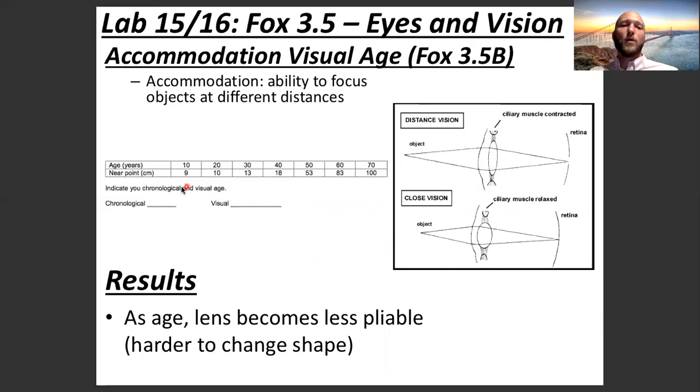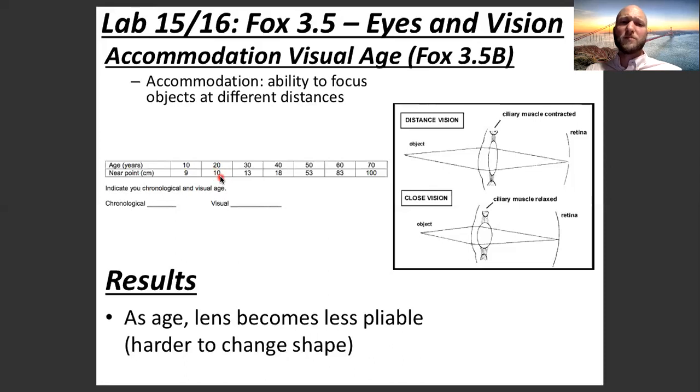So what we do in class is we find out our near point. The near point is how close you can focus on something. How close can you get an object without it becoming blurry? That distance in centimeters is your near point. Typically 10-year-olds, their near point is 9 centimeters. 20-year-olds, their near point is 10 centimeters.